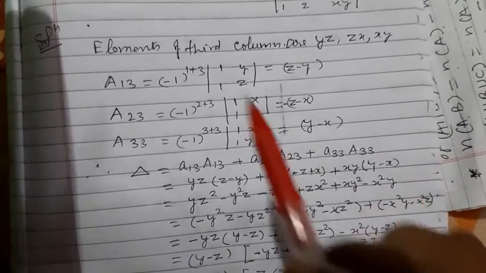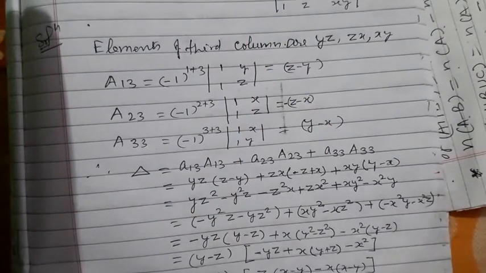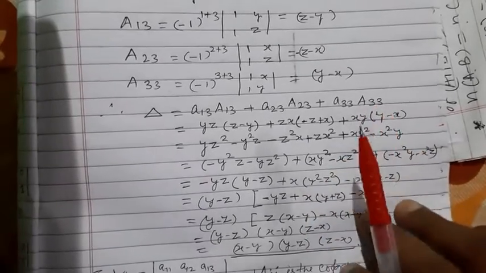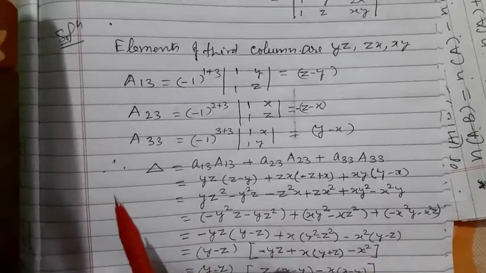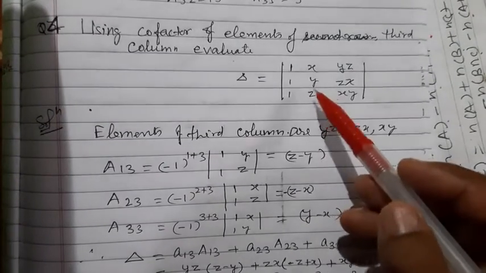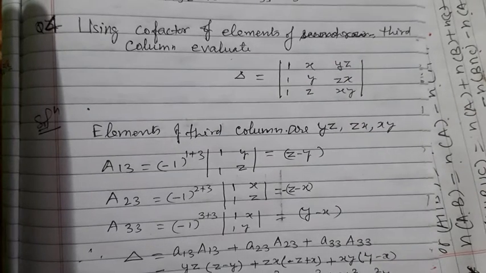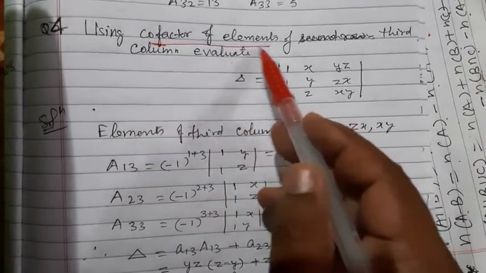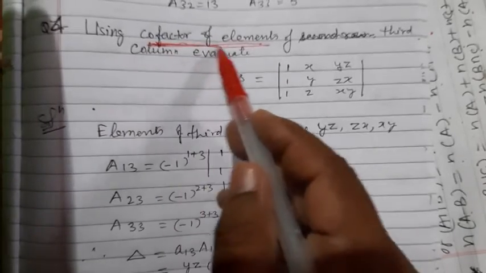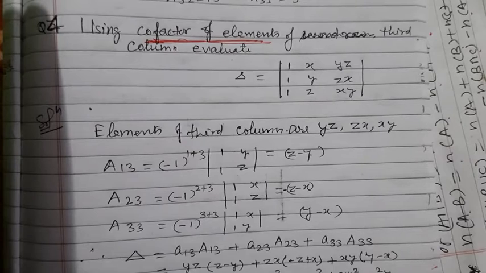क्वेश्चन नंबर 4, यूजिंग द कोफैक्टर ऑफ एलिमेंट थर्ड कॉलम इवैल्यूएट. अभी तक हम जो एक्सपेंड करके किसी डिटरमिनेंट्स की वैल्यू फाइंड करते थे या प्रॉपर्टीज़ से फाइंड करते थे. तो एक मेथड और भी है जिससे हम किसी डिटरमिनेंट को एक्सपेंड करते हैं, यूजिंग द कोफैक्टर ऑफ एलिमेंट. मतलब कोफैक्टर ऑफ एलिमेंट का यूज करके हमको इस डिटरमिनेंट को इवैल्यूएट, सिंप्लीफाई और एक्सपेंड करना है.